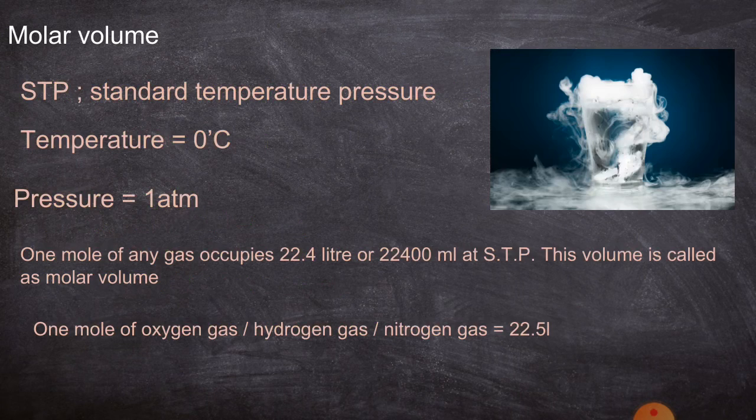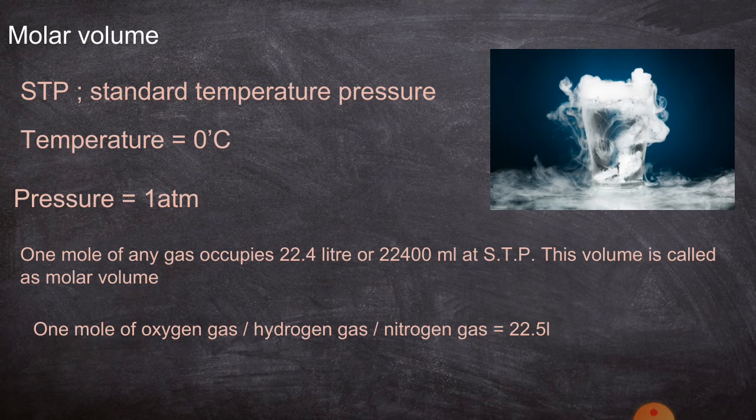Next, what is molar volume? First, what is standard temperature and pressure? It means the temperature should be 0 degrees Celsius and the pressure should be 1 atmosphere. That is said to be standard temperature and pressure. 1 mole of any gas occupies 22.4 liter at STP. That is said to be molar volume.